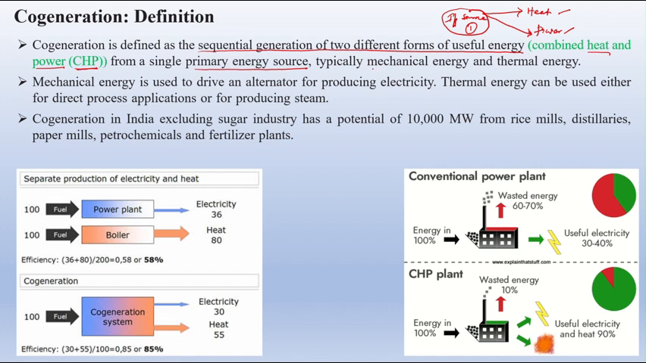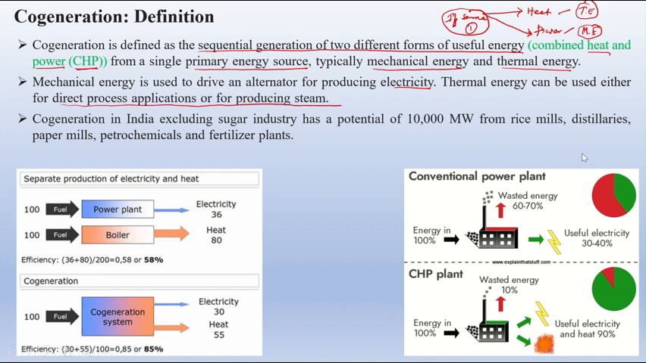Typically, the forms of energy are mechanical energy and thermal energy. Heat energy we call thermal energy, and the power we call mechanical energy. The mechanical energy is again put into the generator to produce electrical energy. So the basic output forms of energy are thermal energy and mechanical energy. The mechanical energy is used to drive an alternator for producing electricity. Thermal energy can be used either for direct or process applications, for producing steam.